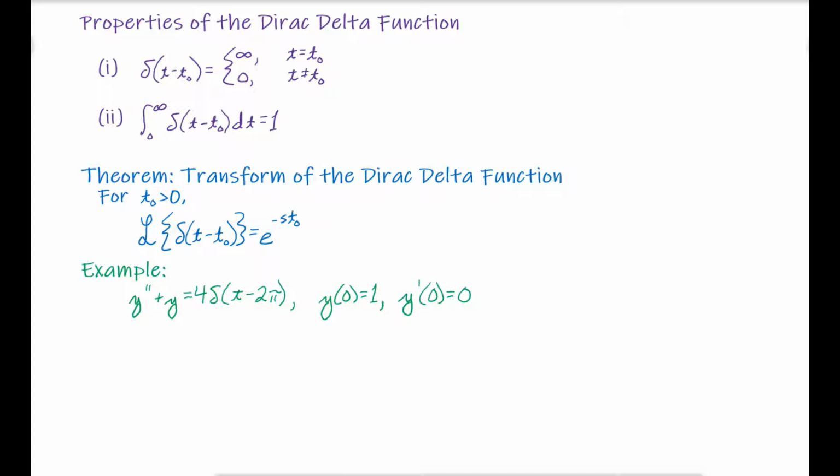So let's take a look at an example. We'll look at an initial value problem that's actually a second order differential equation, so it's got two initial values.